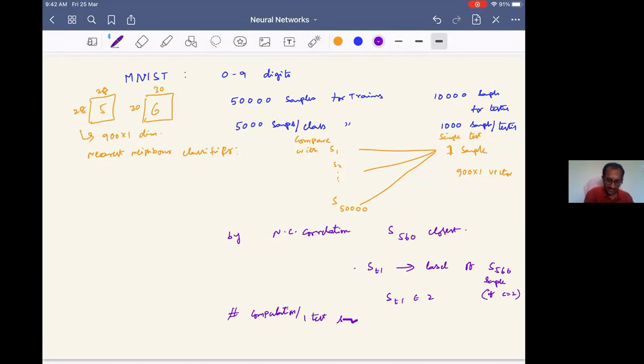For one test sample classification, how many? How many comparisons am I making with a single test sample? Yeah, 50,000. And then each comparison, how many computations are needed?